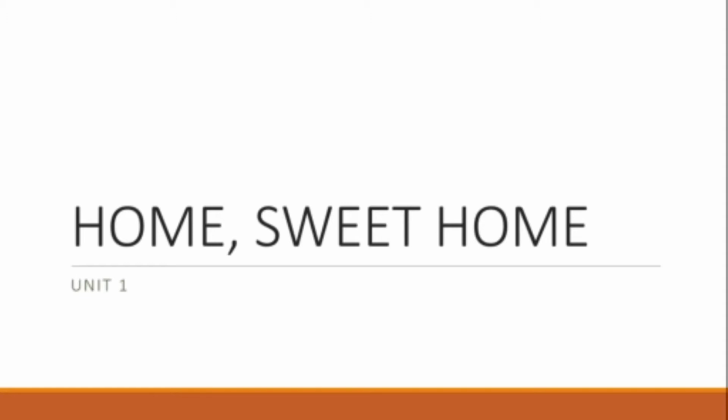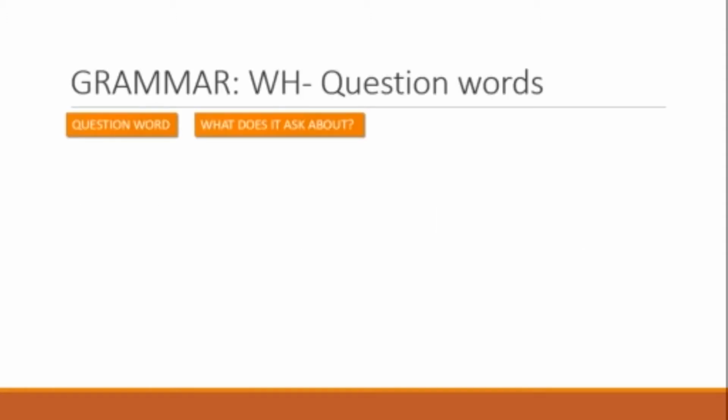We're going to start with the grammar section, unit number 1, Home Sweet Home. In the first section, we are going to learn about the WH questions or question words. We're going to identify when to use the question words. For example, the question word who. We use who when we're asking about a person.